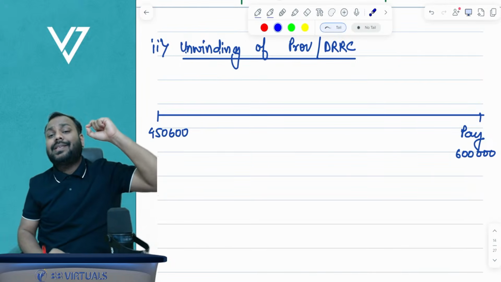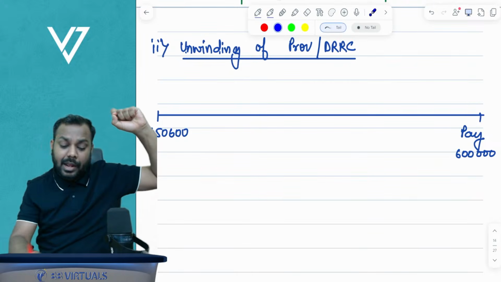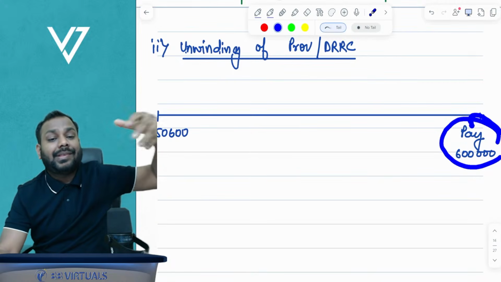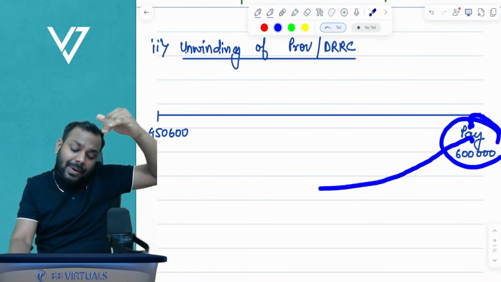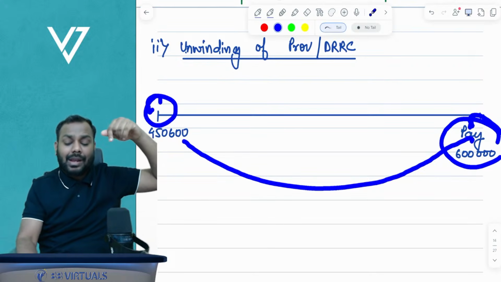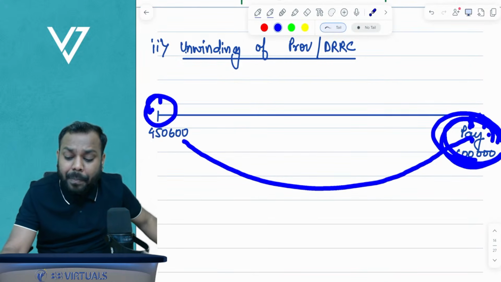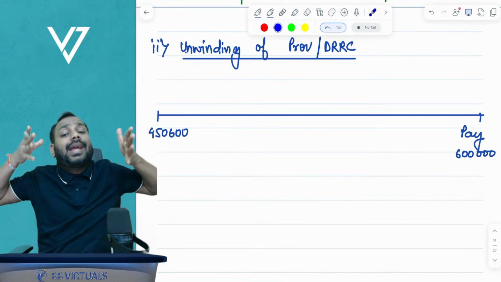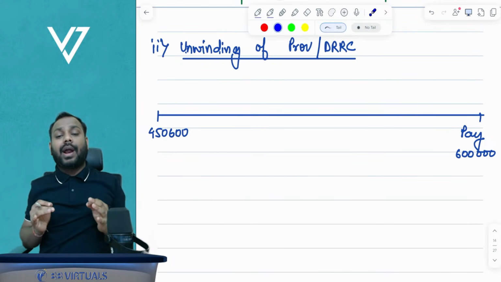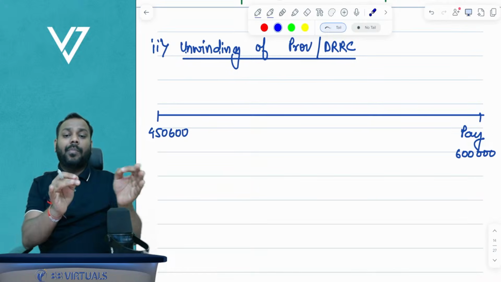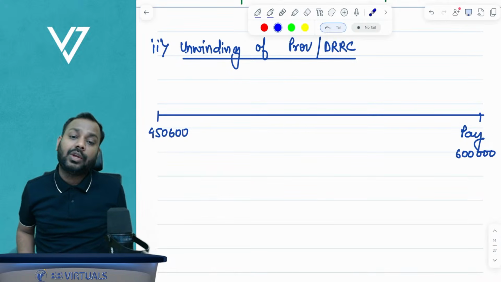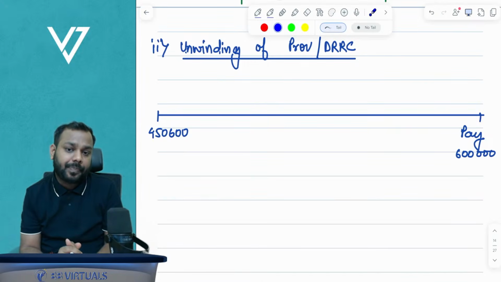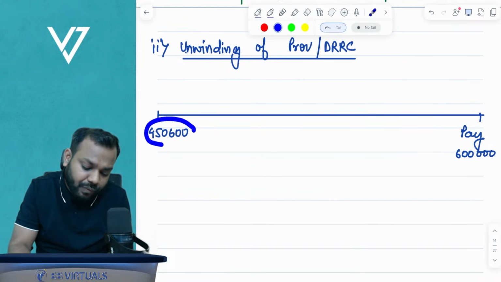Since the entity has an obligation to pay this amount which is unavoidable, you are taking the obligation now itself. You are saying, I have to pay this much at year end 3. But if I was required to pay today itself, how much will you pay? You will pay 450600.